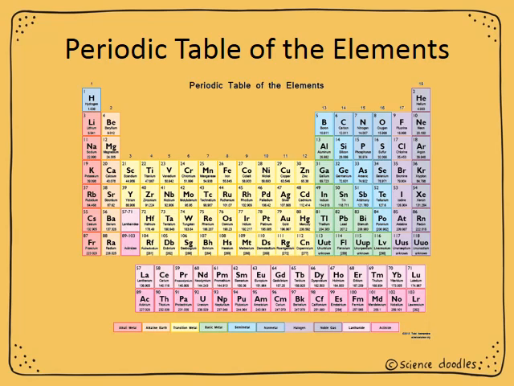So here's an example of a periodic table. Sometimes you'll see them colored in different ways. So this one's a little bit more complicated. It has a couple extra colors that we're not going to worry about.